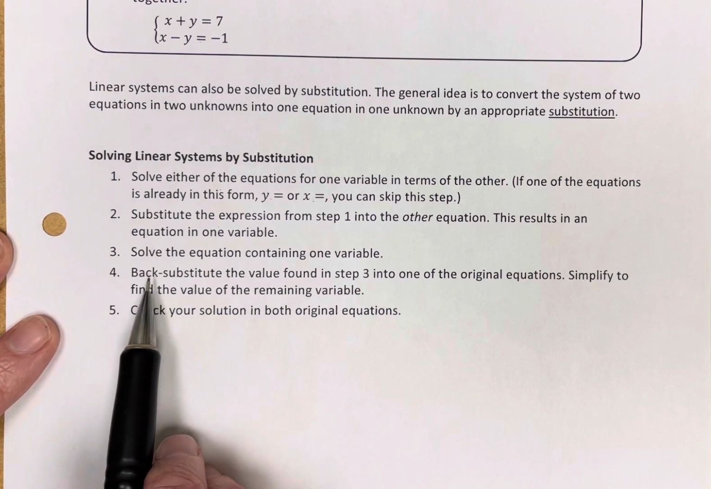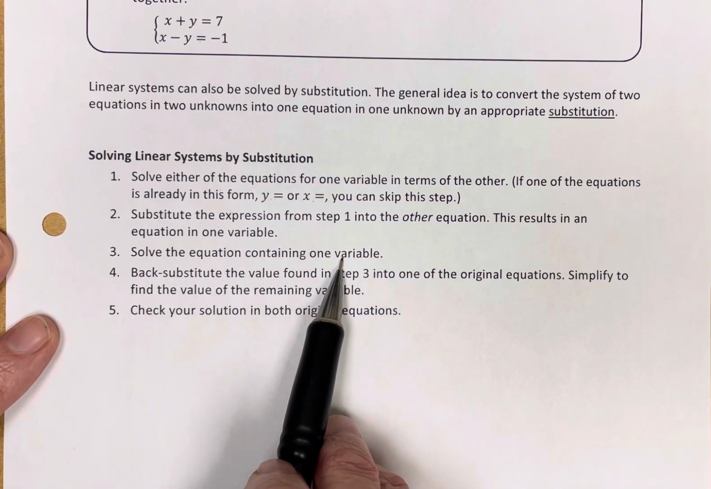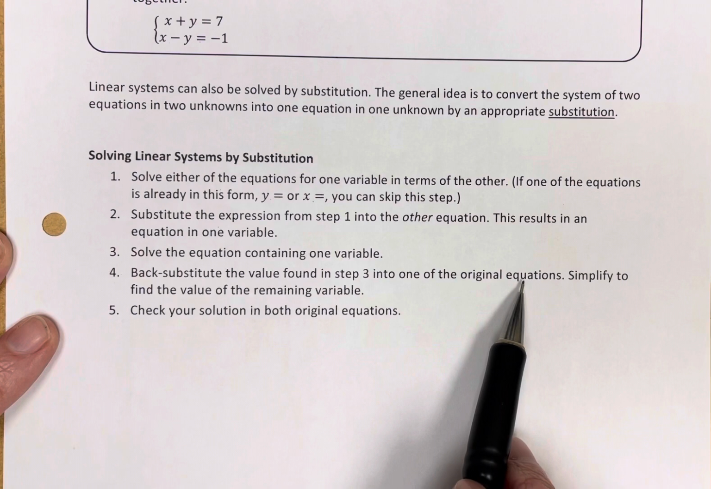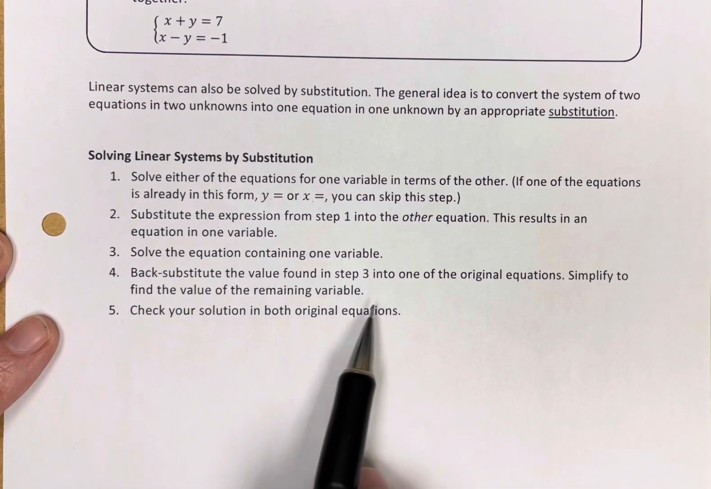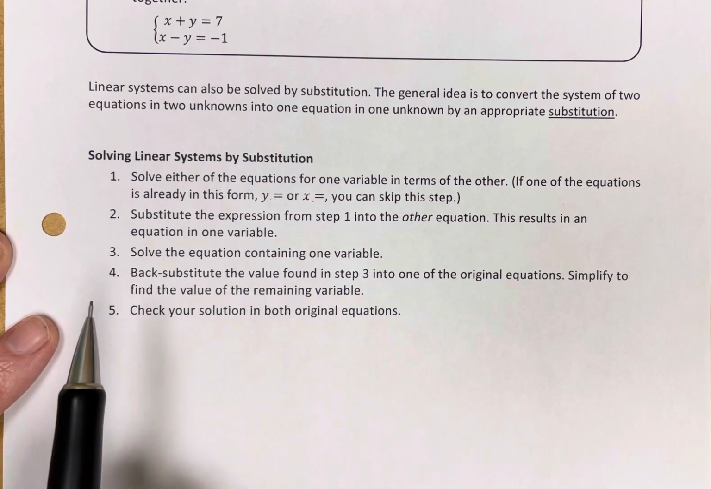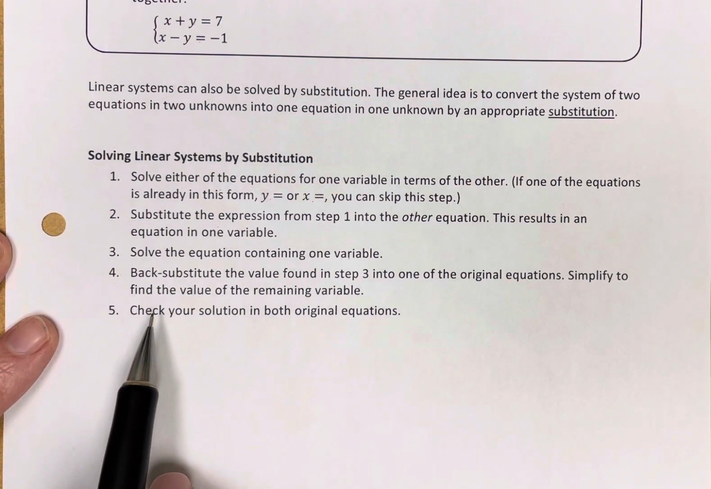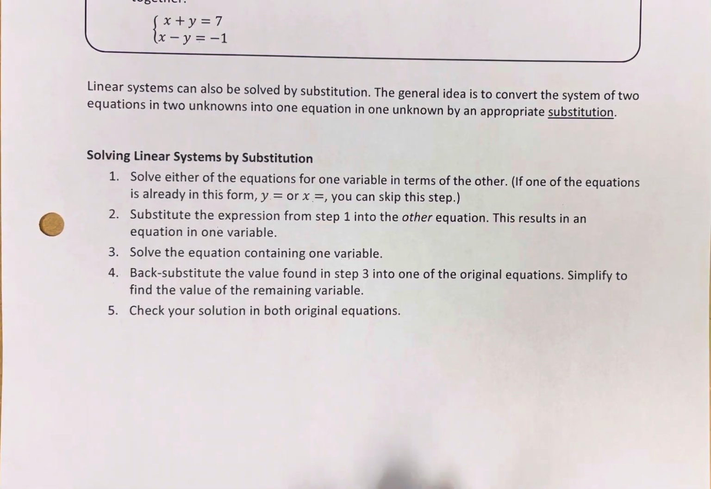Step four says, now we just go backwards. We know what one variable is equal to, so let's take that known and put it back into the other original equation, and then simplify to find the value of the other variable. And then of course, step five, whenever you're dealing with algebraic equations, you should always check your solution. In this case, we want to check our solution in both original equations.